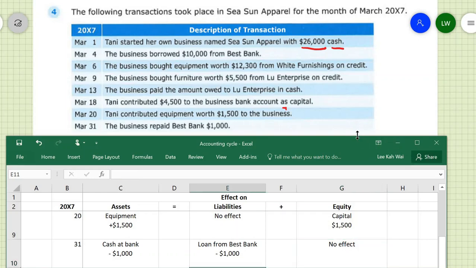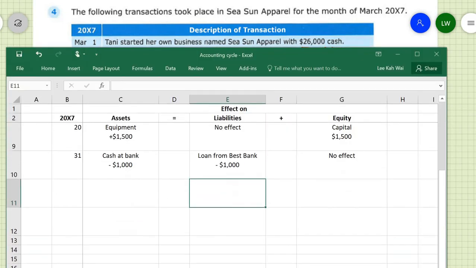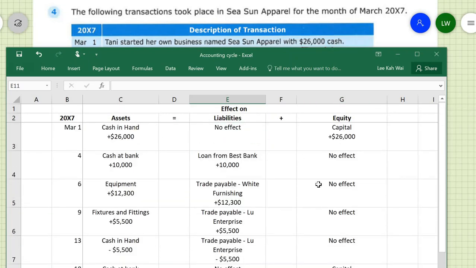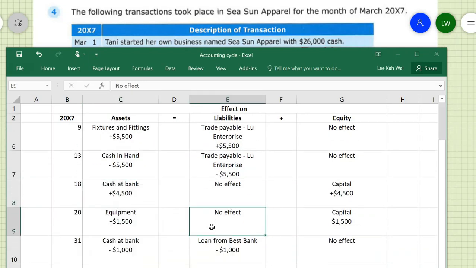So in all, we have now come to the end of the transactions. Let's see everything in perspective. You will notice that across every single transaction, the assets are always equal to the liabilities plus the equity. So for every transaction, from March 1st, the 4th, the 6th, the 9th, the 13th, the 18th, the 20th, and the 31st, the total assets owned by the business are always equal to the liabilities plus the equity, fulfilling the accounting equation.